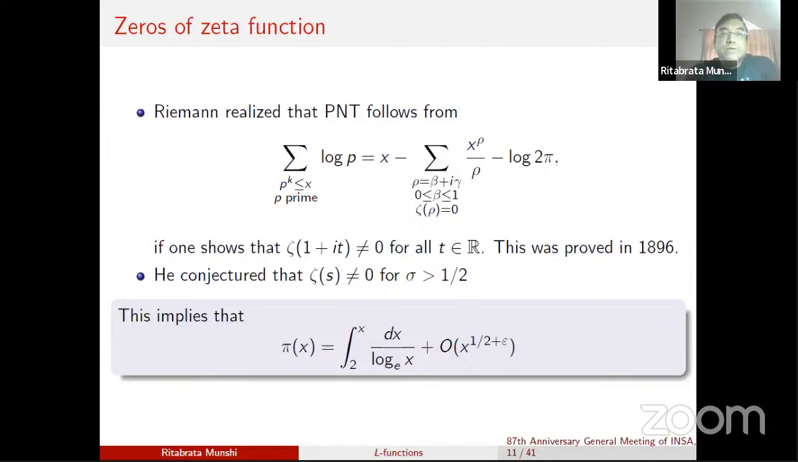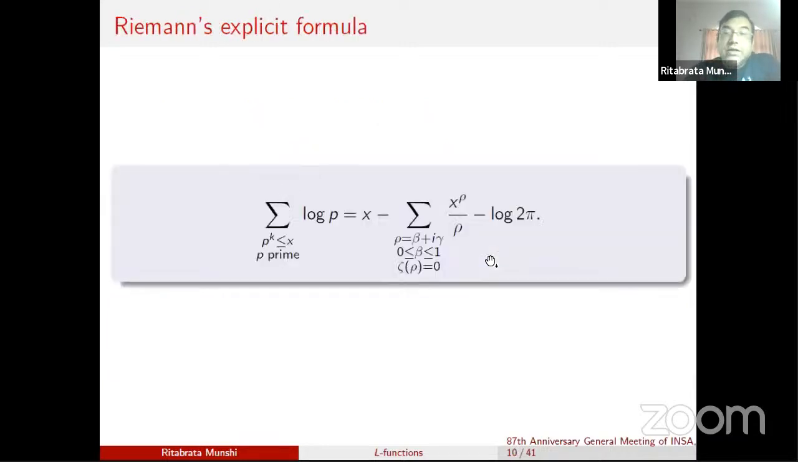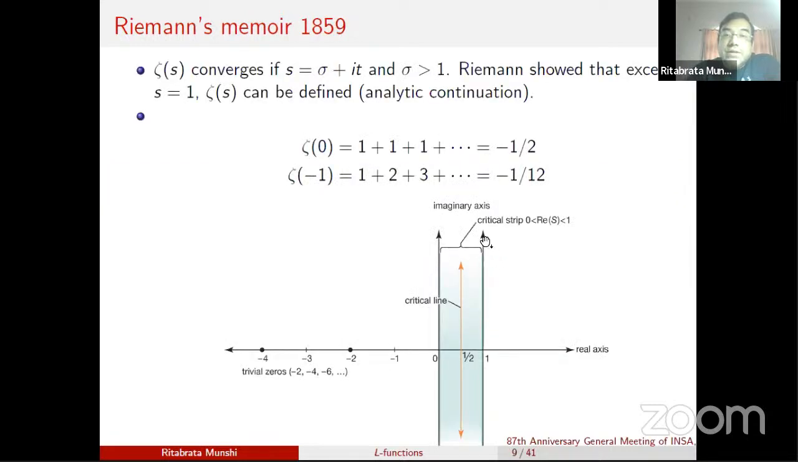Okay, and he also realized that if you want to prove the prime number theorem, as conjectured by Gauss, it was enough to show that this zeta function, which now makes sense for all values, does not vanish at 1 plus it for any real t. So it's not vanishing on this line over here, passing through 1. Okay, so that's called the edge of the critical strip.